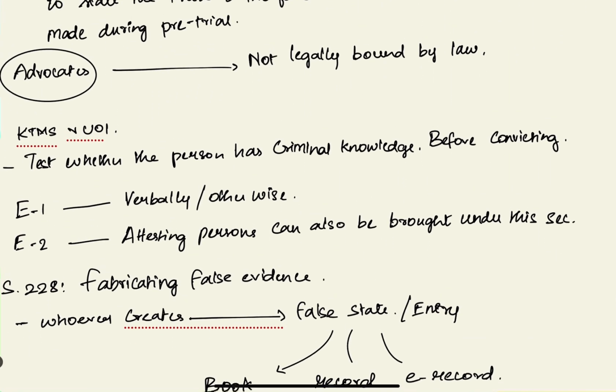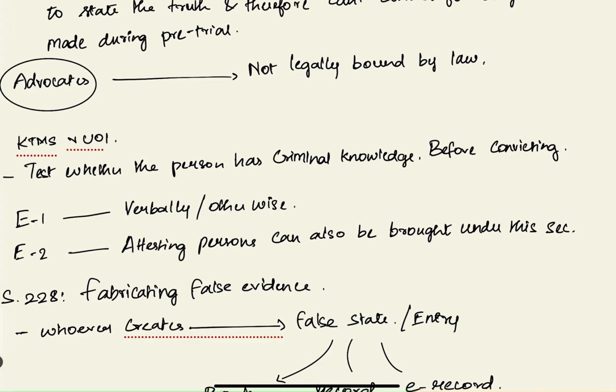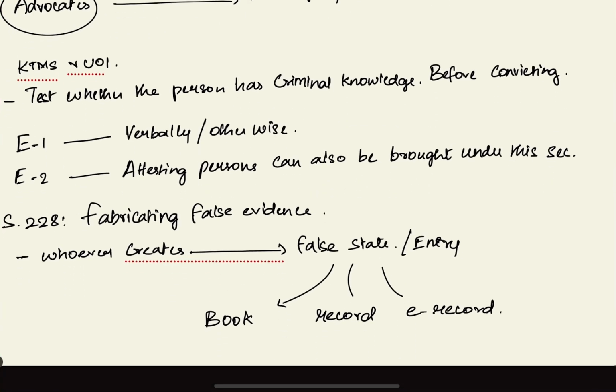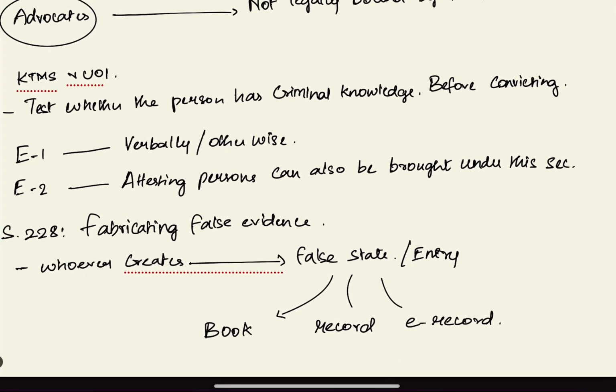It is not that statements have been made only through verbal means, it can also mean otherwise. And explanation 2 deals with making persons attesting liable, so they can also be brought under this section. And section 228 deals with fabricating false evidence.